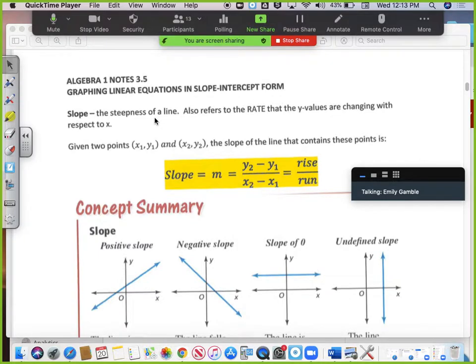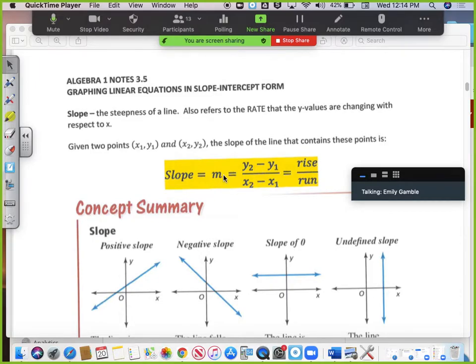And for linear equations, the rate of change is always the same, which is why you always get a straight line. Straight lines mean that the rate of change is equal no matter where you're looking on the graph. If you are given 2 points like x1, y1 and x2, y2, you can use this formula here to find the slope. They use the variable m to represent slope. I'm not really sure why, but they do.